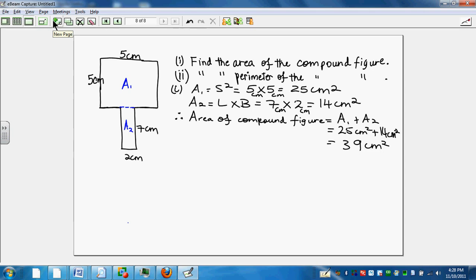Okay, so that would be for part 1. Part 2 is what we will get into now. And in part 2, they ask us to find the perimeter of the compound figure.